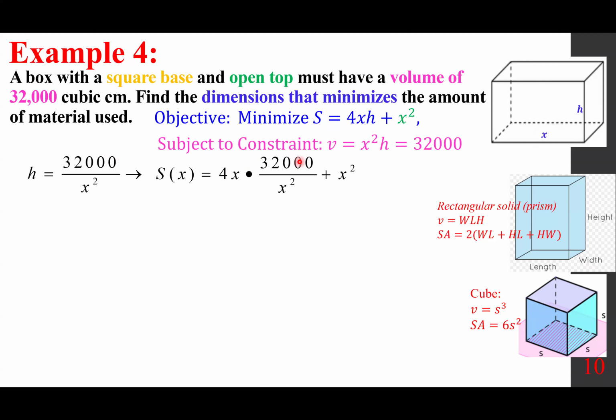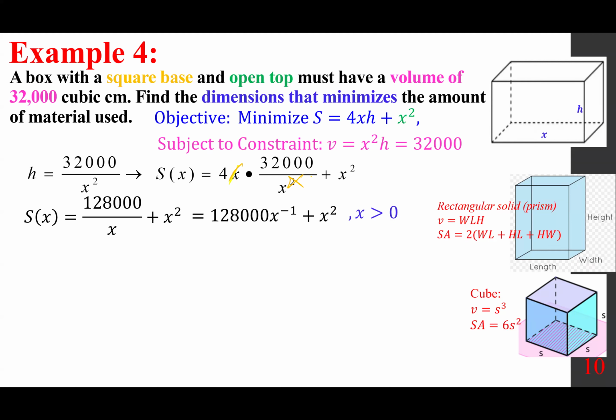4 times 32,000 is 128,000. X goes away, and the exponent at the bottom. We are just doing elementary algebra now. Elementary algebra. And we are going to rewrite 128,000 over x as 128,000 x to the power minus 1, just because we want to be able to go to the next step, which is differentiation. By the way, x must be larger than 0 because it represents dimension, and there's no other piece of information, so 0 to infinity.